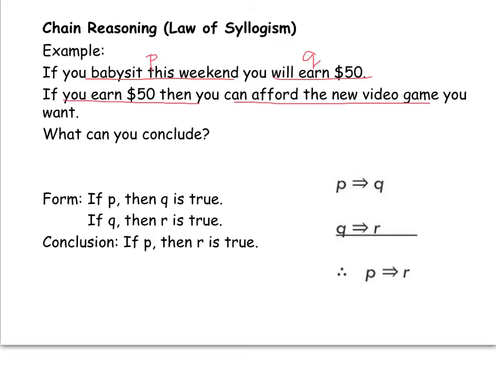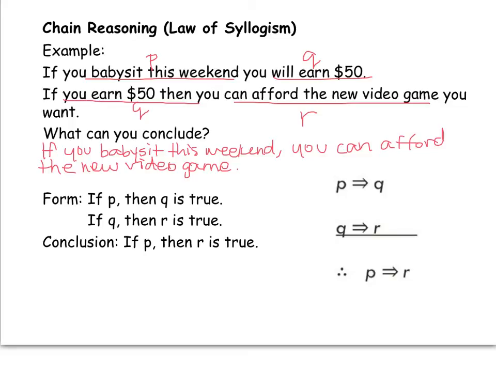Well, you earn $50 has already been assigned a letter. That's Q. So this new statement, you can afford a new video game, we're going to have to assign a new letter. I'm going to call it R. So we have this form, P implies Q, then we have another statement, Q implies R. Well, I can conclude here that if I babysit, I will be able to afford the new video game.